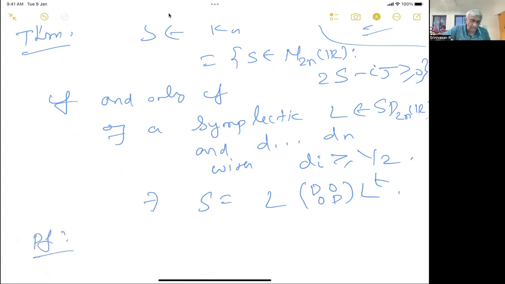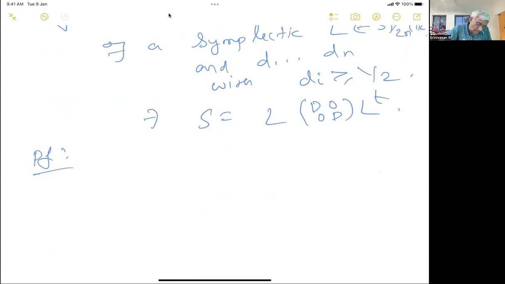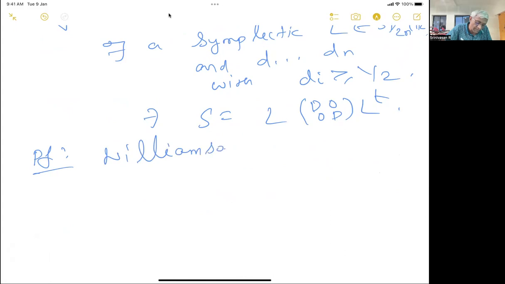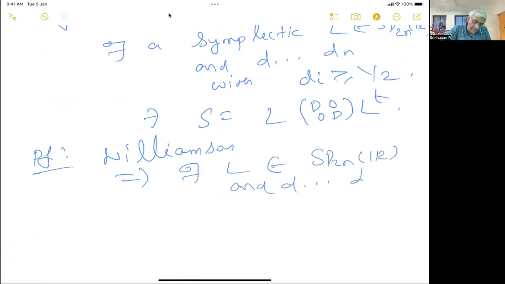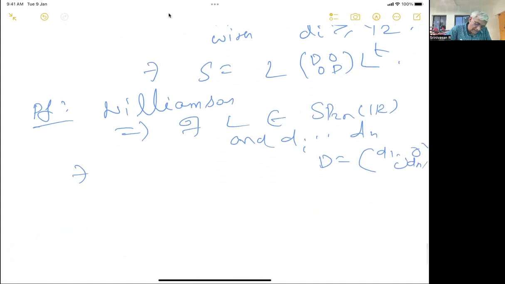So proof. And that is just easy. So we want to prove that Di is greater than or equal to half. We already have that Williamson implies there exists L and D1 up to Dn, D equal to that diagonal D1 up to Dn, such that S is equal to L, D 0 0 D, L transpose.